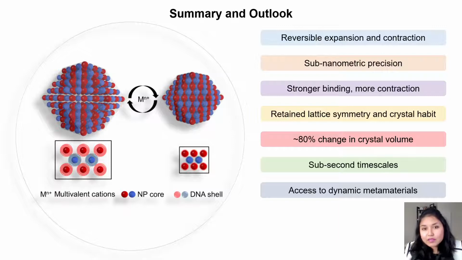What is really impressive is that in this process, we can get up to 85% change in the length of the DNA, which can bring the particles within 3 nanometers of each other, which is important for plasmonic or magnetic coupling. And this corresponds to about 80% change in the volume of the crystal. And despite these large deformations, the lattice symmetry and crystal habit are retained throughout the process, and the actuation occurs on sub-second timescales. So in a nutshell, this strategy provides access to a new class of optical, catalytic, magnetic, and even mechanical metamaterials.